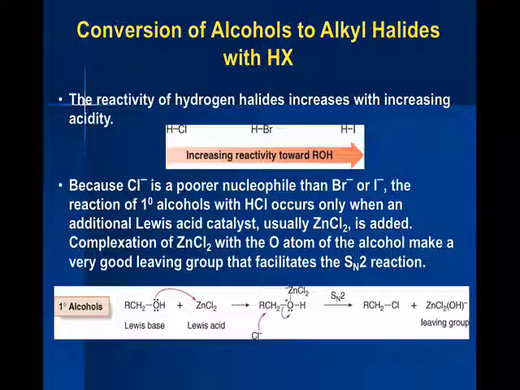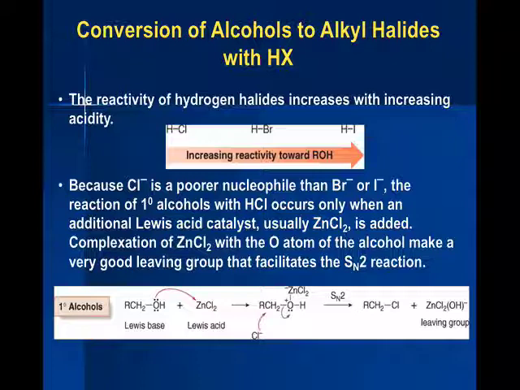So we know that as we go down the family, HCl, HBr, HI, it increases going down. HF doesn't really work for this. HF is not a strong acid, remember? All three of these are strong acids because they all completely dissociate in water. HF does not. And so you have to have other types of chemistry to make alkyl fluorides.